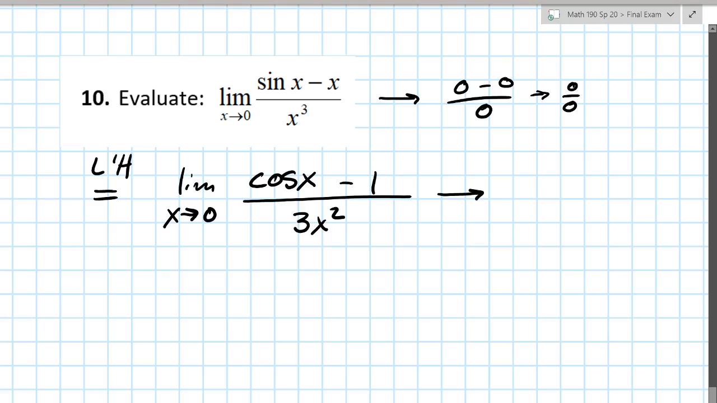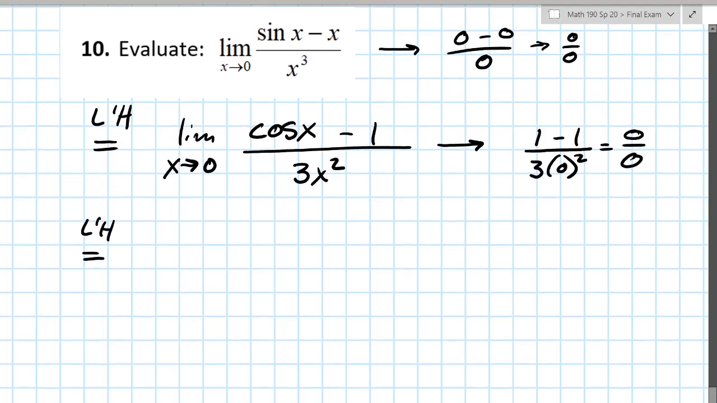The cosine of 0 is 1. 1 minus 1 on the top over 3 times 0 squared is 0 over 0. Since we have a 0 over 0 form again, we can apply L'Hopital's rule again. So the derivative of the top is negative sine of x minus 0, I'm not going to write it, divided by the derivative of the bottom, which is 6x.